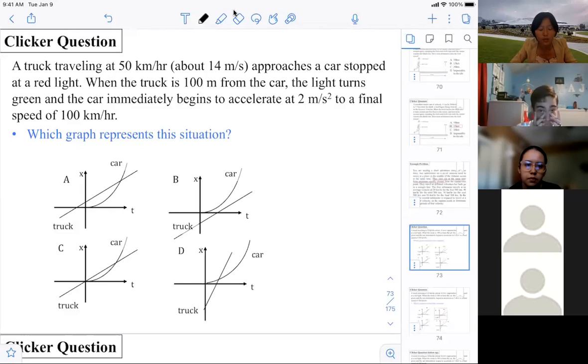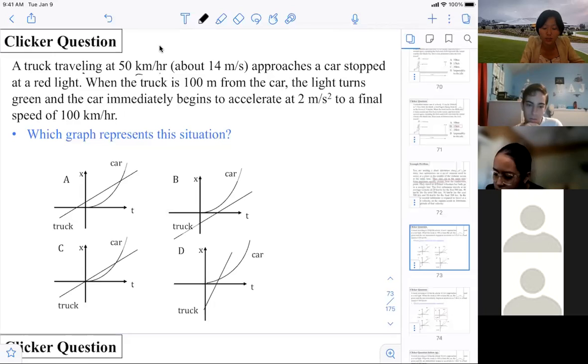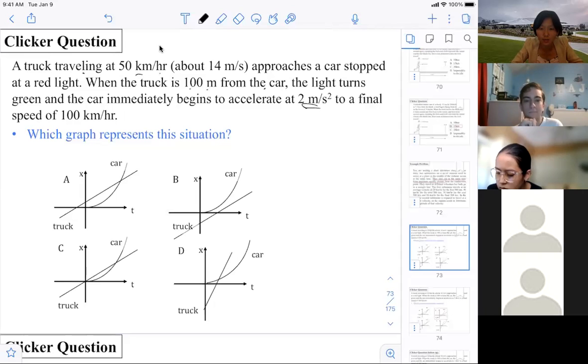So this clicker question presents the situation to you, and we can read this problem together. You have a truck traveling at this speed, approaching a car, and the car at the moment is stopped at a red light. So it's approaching the car from behind, right? And when the truck is 100 meters from the car, the light turns green. So at that moment, the car immediately accelerates and keeps going forward. And the acceleration is 2 meters per second squared.